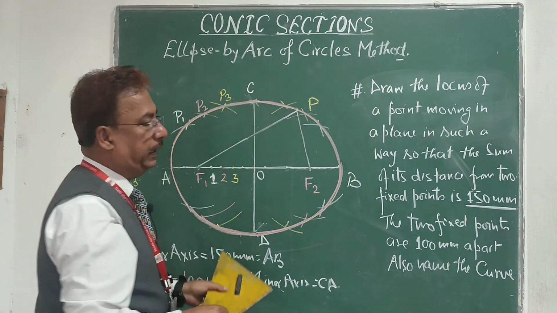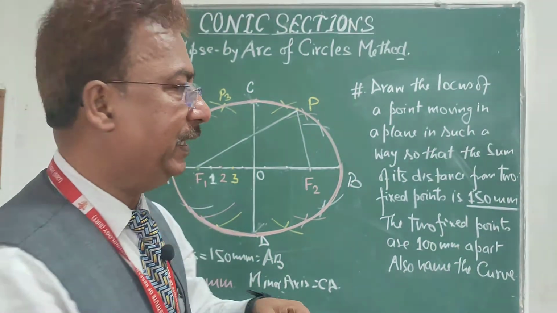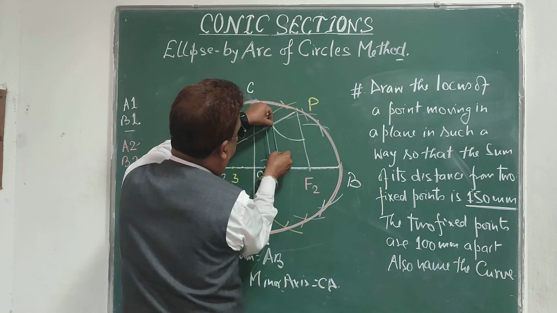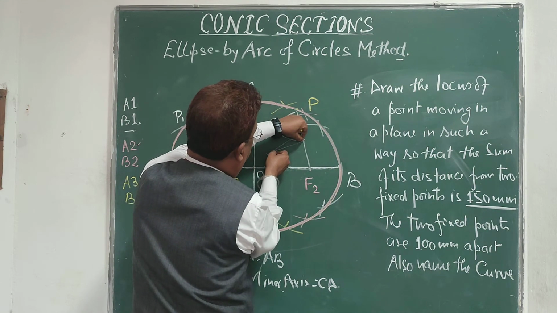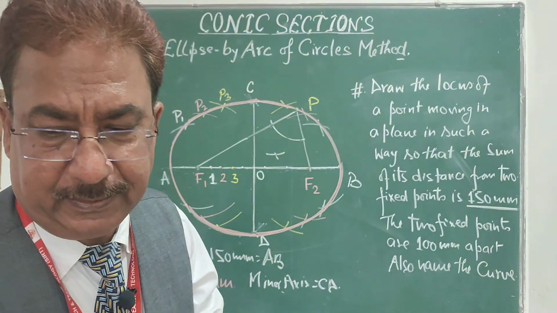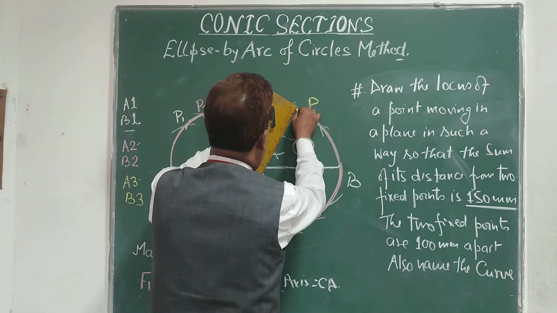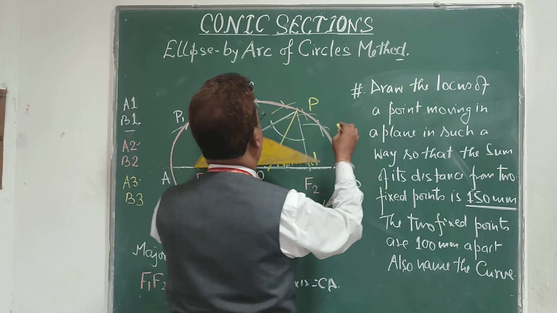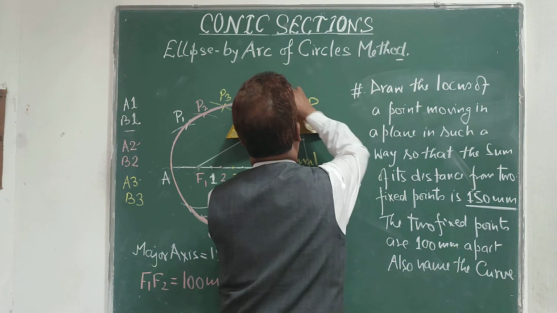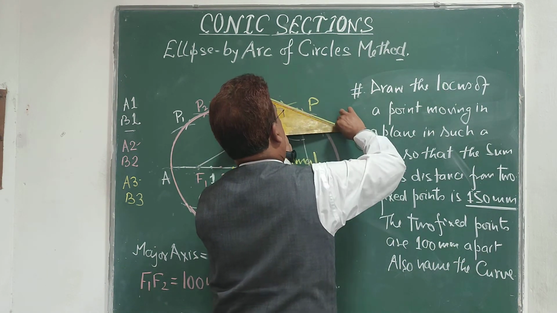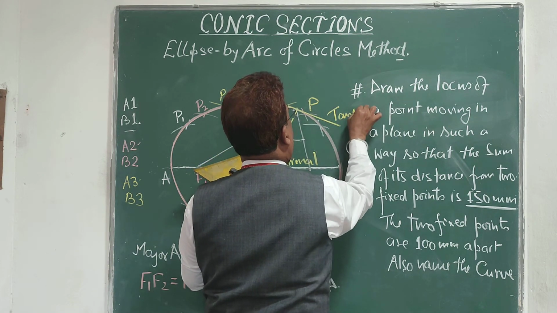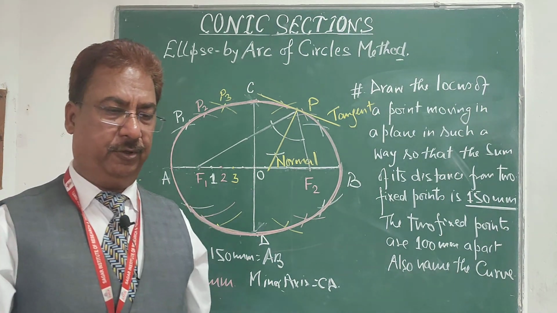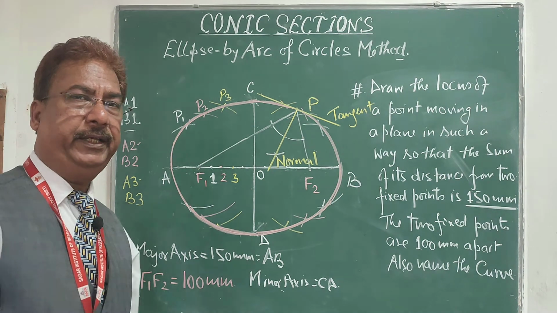After joining it with F1 and F2, bisect this angle. For bisecting the angle, use the arc method and bisect this angle. You can easily bisect this angle and get the normal. So this line will be the normal at point P, and perpendicular to this normal will be the tangent. So you can easily do that. I hope you understand the concept. Draw this very interesting problem. Thank you very much.